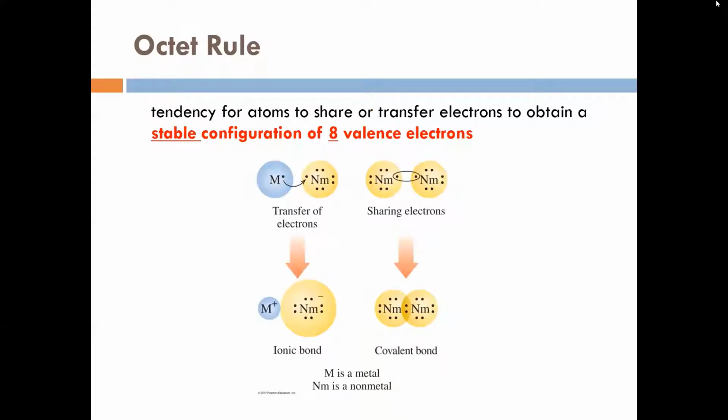So we can get to this stability in 2 ways. We can either transfer electrons and completely give one away or take one on, gain or lose, to become complete. And in that way we have an ionic bond because we're forming ions. Or we can share electrons between elements. And we see this with nonmetals with covalent bonding.